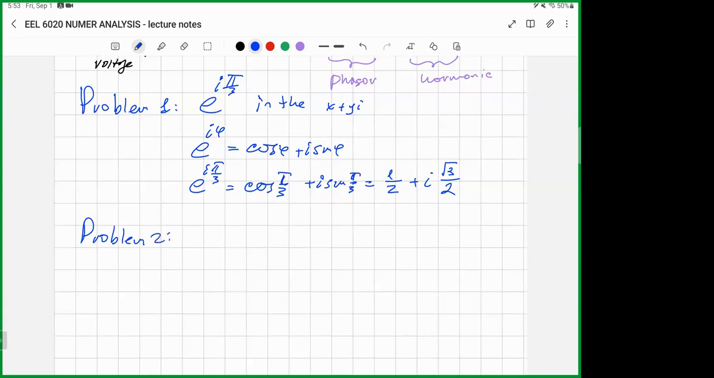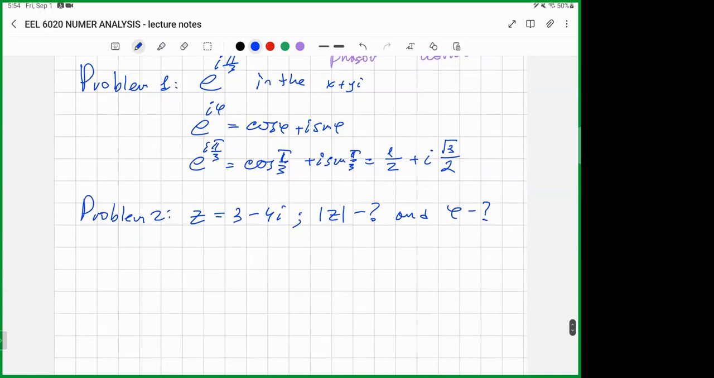Problem 2. For a given complex number z equals 3 minus 4i, find the absolute value of z and the angle phi. So what is the absolute value of z and the angle phi? For the absolute value, it's very simple.